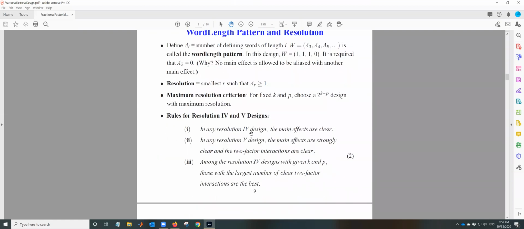In any resolution 4 design, the main effects are clear because it's resolution 4. Main effect is aliased with a 3-factor interaction. Resolution 5, the main effects are strongly clear and 2-factor interactions are clear. And among the resolution 4 designs with given k and p, we choose the one with the largest number of clear 2-factor interaction effects. This will be the best, okay?